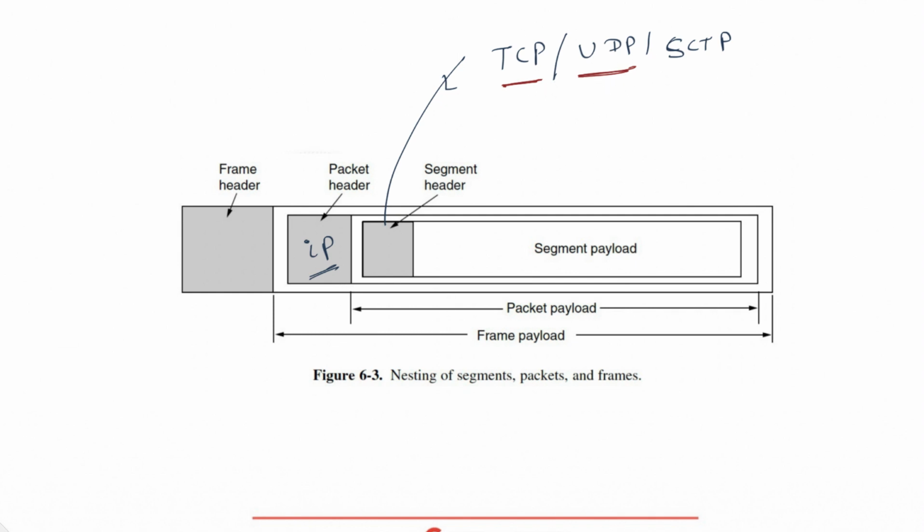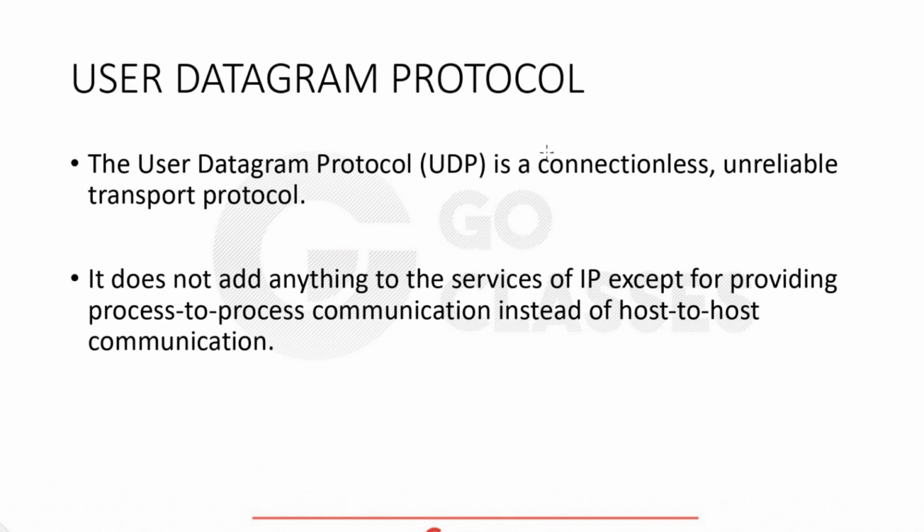So let me start with UDP. Now UDP, as I said, is connectionless. What I mean by connectionless and connection oriented will be clear when we study TCP, because TCP is a connection oriented protocol, and there we first establish a connection before sending the data. But in UDP, it's just like sending the data without even asking the server or the client. So we just send the data without any connection establishment.